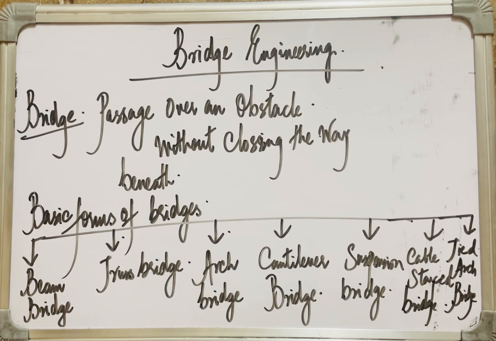All right, so there are 7 basic forms of bridges: beam bridges, truss bridges, arch bridges, cantilever bridges, suspension bridges, cable stayed bridges, and the tied arch bridge, which is also known as a bowstring bridge. This is a classification based on the type of the superstructure we're going to use in a particular bridge. We have discussed the beam bridge, the truss bridge, the arch bridge. These bridges are yet to be discussed. So let me wrap it up first.